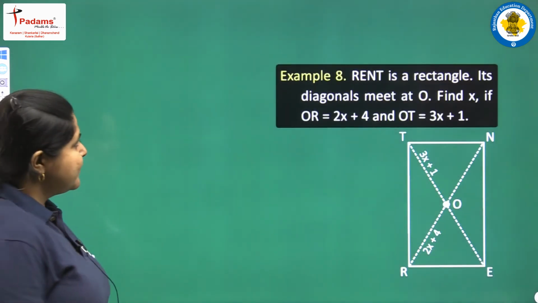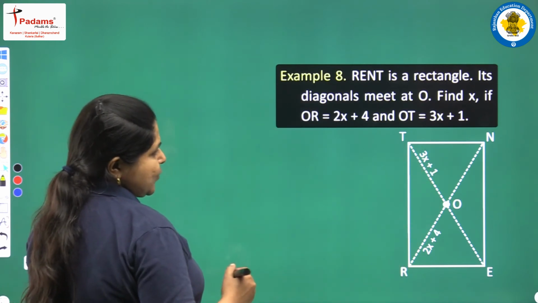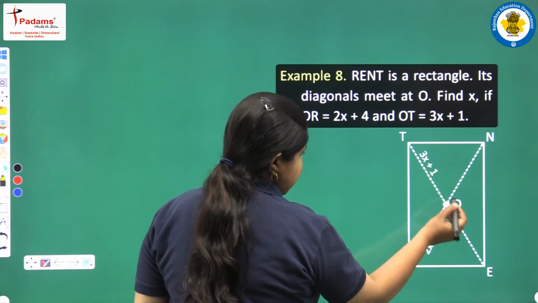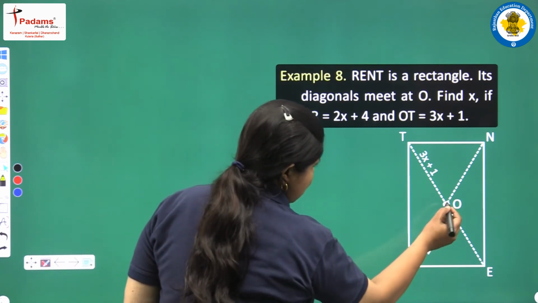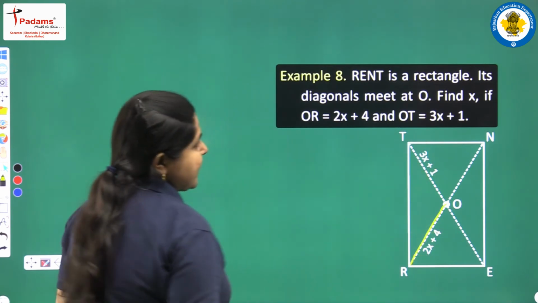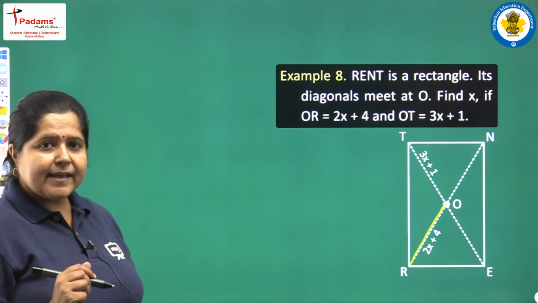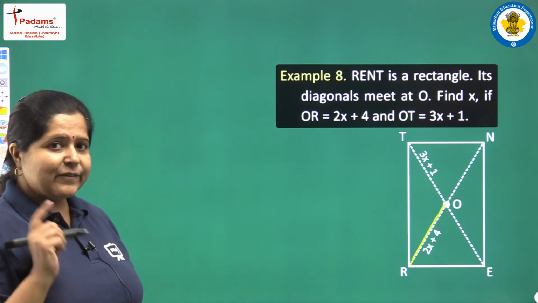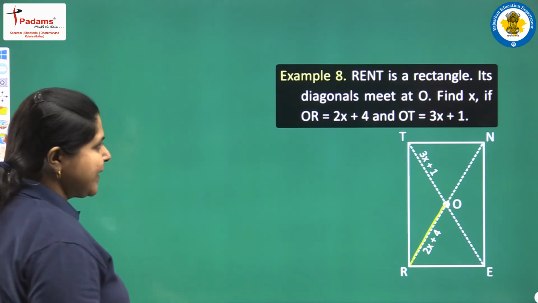Next example is RENT is a rectangle. Its diagonals meet at O. You can clearly see RENT is a rectangle and the diagonals are meeting at this point O. Find x if OR is 2x plus 4 and OT is 3x plus 1. So we have a rectangle and its diagonals are given. So we will apply the property of the diagonals of a rectangle. And what is it? The diagonals of a rectangle are equal. Let us apply it.